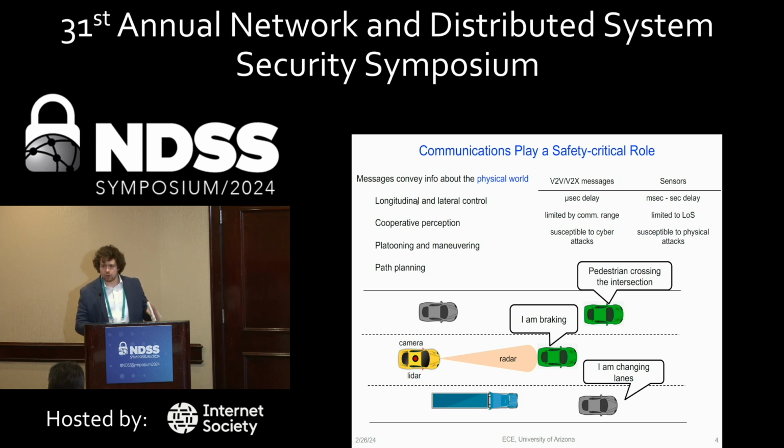Vehicles can convey their environmental observations, their vehicle state, and their intentions. For example, I am braking, I am changing lanes, and I am observing pedestrians crossing at the intersection above. Communication modalities are complementary to sensing modalities in that they experience differing delay, differing attacks that they're susceptible to, and differing effective ranges.